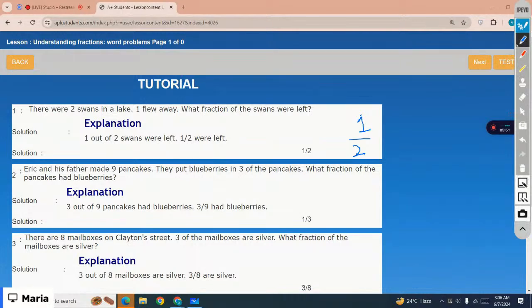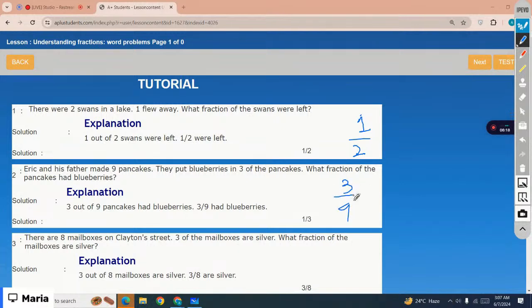The other example is Eric and his father made 9 pancakes. They put blueberries in 3 of the pancakes. What fraction of the pancakes had blueberries, right? So they made a total of 9 pancakes, right? And 3 of them have the blueberries. So you can write it as 3 out of 9 had blueberries, right? You can also write it in simplest form.